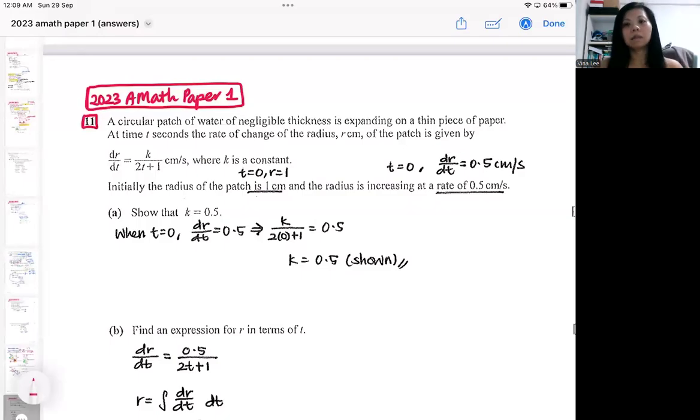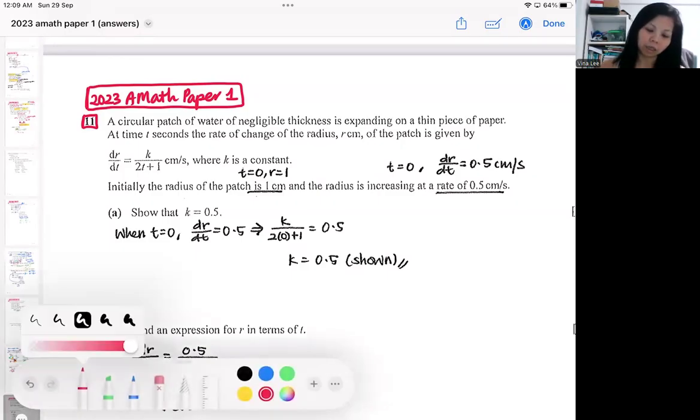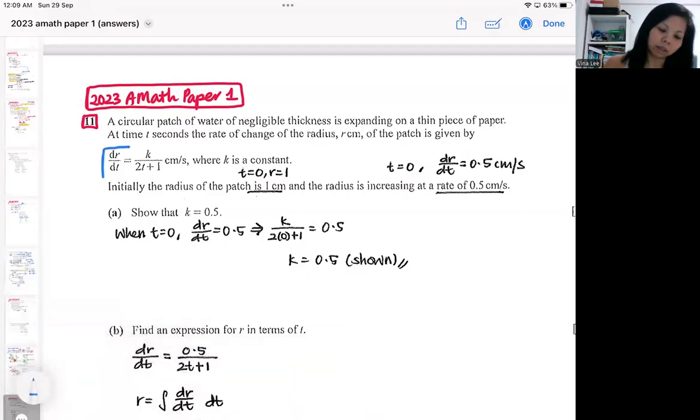Okay, this question is, I will say, a little bit tricky because it involves integration. It also involves the rate of change. And there's a lot of things being linked together. If you couldn't piece up the information, you'll find this question very confusing. Okay, so first of all, you got the rate of change of radius. So this is the rate of change of radius.